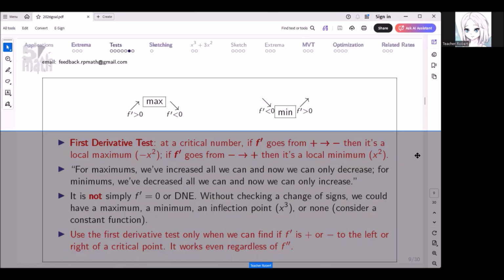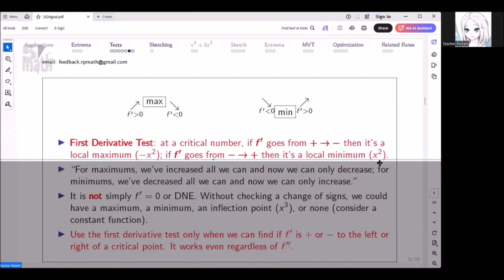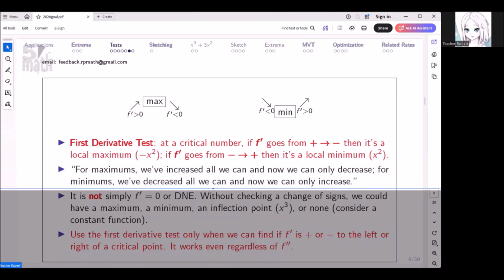Here's a picture. First derivative test. At a critical number, if f prime goes from positive to negative, then it's a local maximum, minus x squared. If f prime goes from negative to positive, then it's a local minimum, x squared. For maximums, we've increased all we can, and now we can only decrease. For minimums, we've decreased all we can, and now we can only increase.